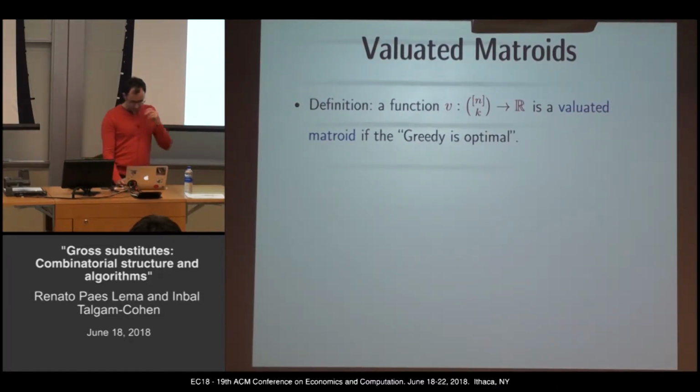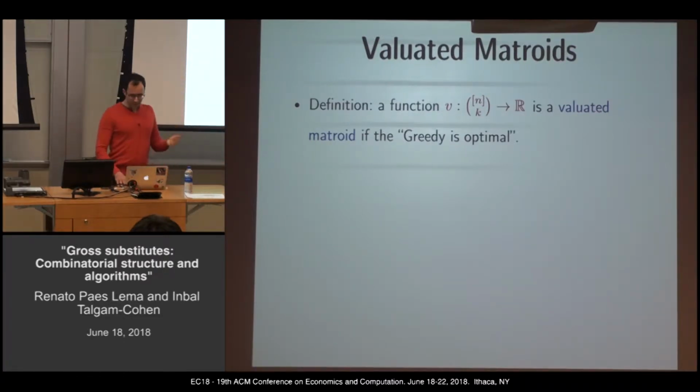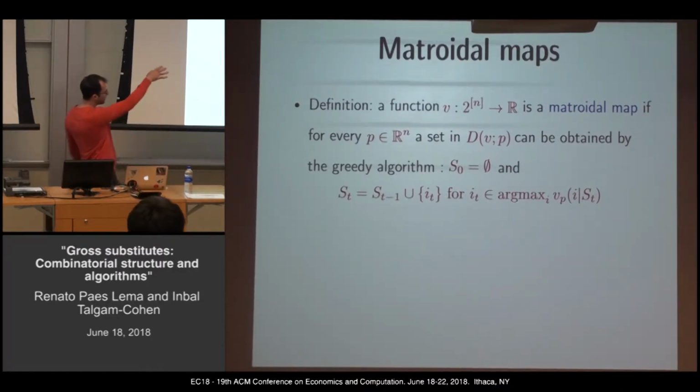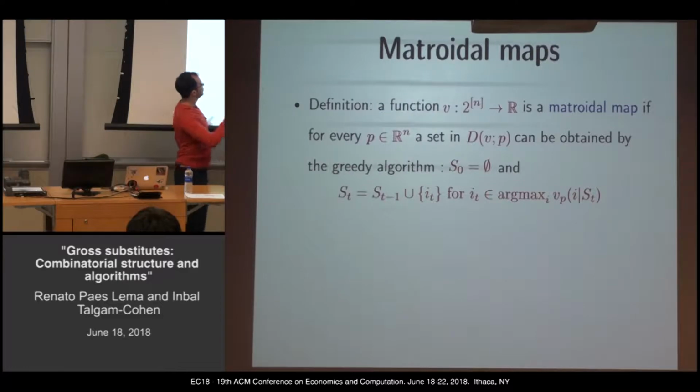Valuated matroids are a little different from the object we're interested in, because they're defined on sets that all have cardinality k. But let me look at some related notions. So valuated matroids and matroidal maps are very related. You can pretty much reduce one to the other. But a matroidal map is an evaluation, like we're interested in, defined on a set of subsets of n. And you say it's matroidal if for every p, every vector of real numbers, the problem like the one we're interested in, dvp, can be solved by the greedy algorithm.